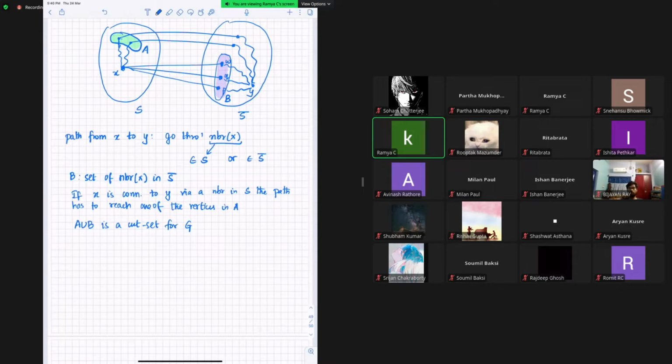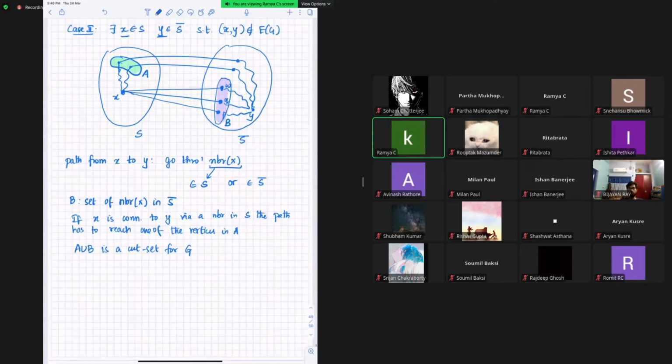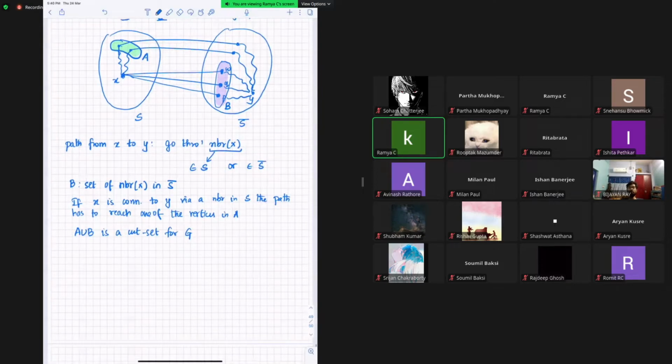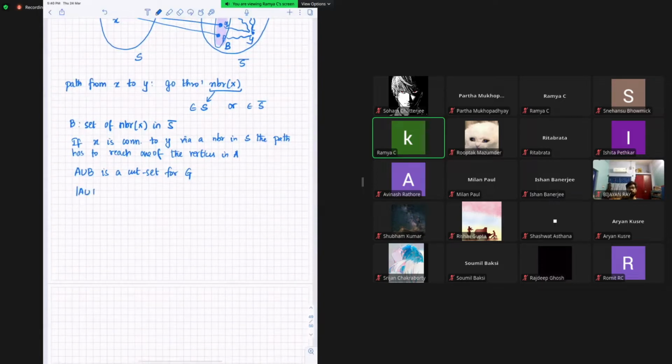So if you remove all the vertices in A and all the vertices in B, then definitely the graph will be disconnected, in the sense that there will not be a path from X to Y. Originally the graph was connected, now you have disconnected the graph. So this is a cut set. The only thing we are left to do is to estimate the size.